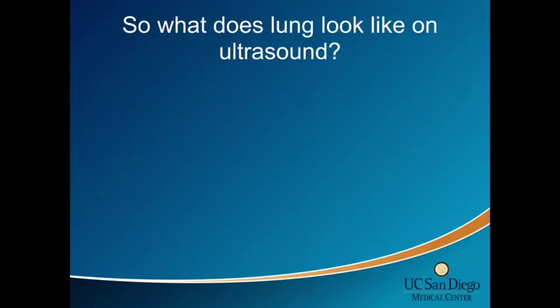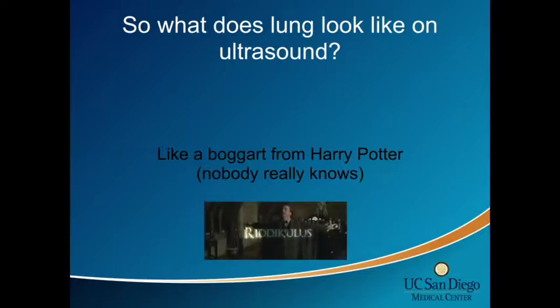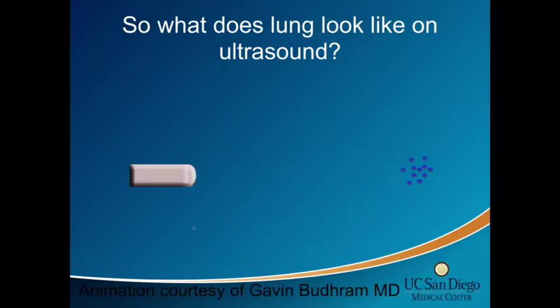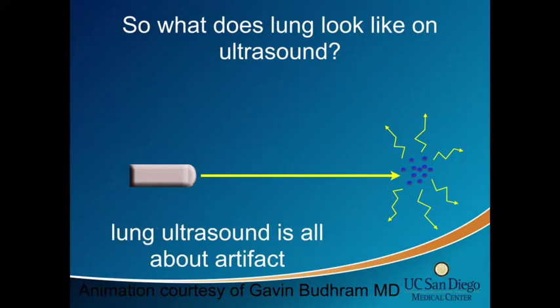So some technical considerations. What does lung actually look like on ultrasound? It's kind of a Boggart from Harry Potter, meaning that nobody really knows what it looks like. If you understand that joke. In any case, nobody really knows what lung ultrasound looks like, and it's because if you go back to your physics, the beams come in, hit the air, and scatter. So to get an image on your screen, the beam has to hit something and reflect back. So if it's hitting air and not coming back, well, then you basically have artifact. And that's what lung ultrasound is all about.